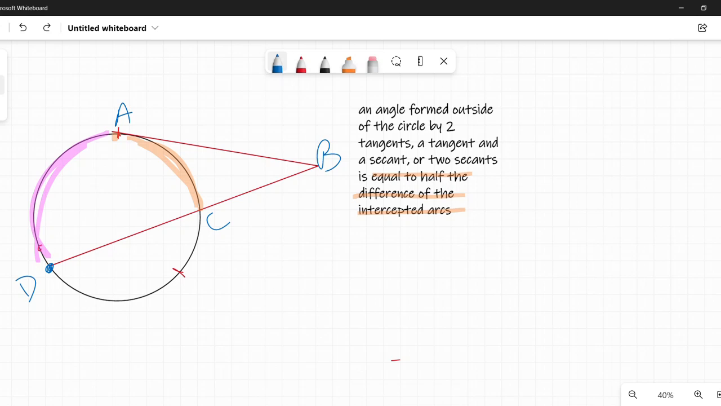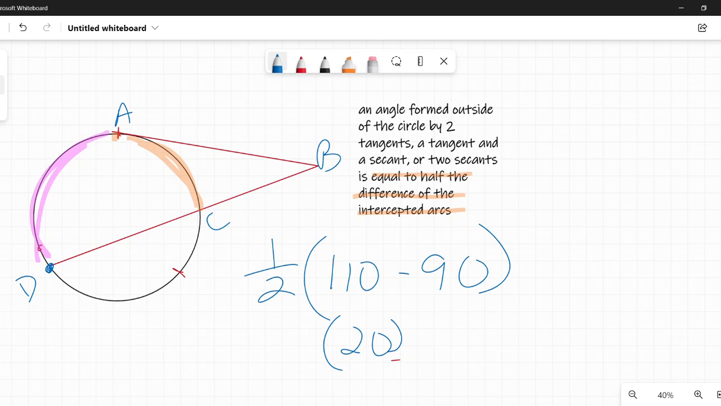Whatever AD was, let's say that was 110. If AC was 90, I'm going to take the difference of those and multiply by a half to get my angle. 110 minus 90 is 20. A half times 20 is 10. This angle then would be 10 degrees.